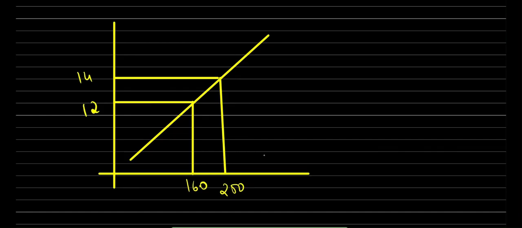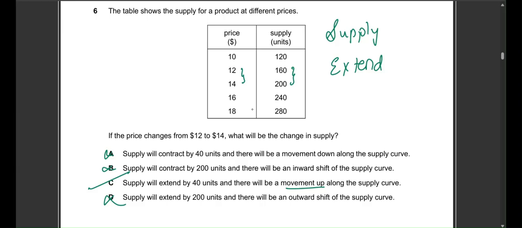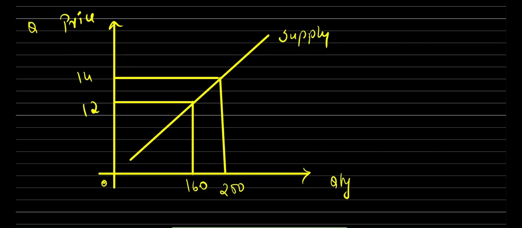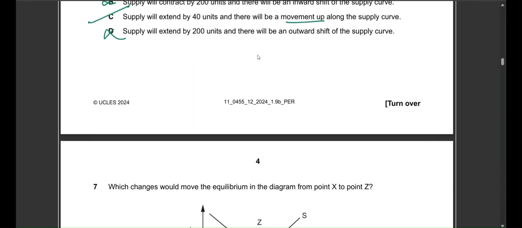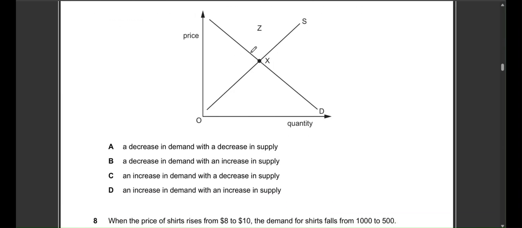All right, this is my supply curve. I hope you all know the y-axis is always for price and the x-axis is for quantity demanded or supplied. This would always be 0. This is question number 6. Alright, let's move ahead to the next question, that is question number 7.